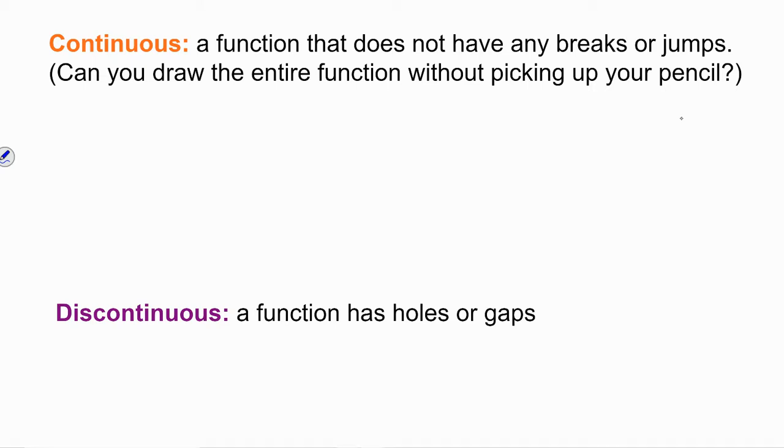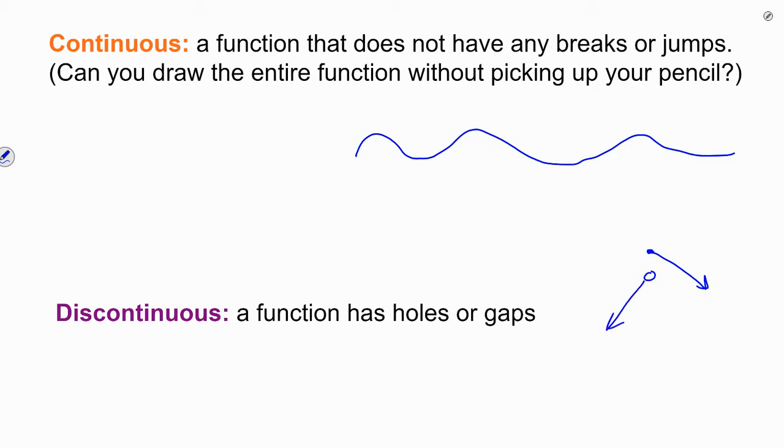So if I'm drawing a basic curve or a sine curve, something like that, and I see that there are no jumps, I could do this whole thing without picking up my pencil. That is a continuous function. Now, discontinuous is the opposite. It means it has breaks or jumps. So like in the last graph, we had a solid dot with an arrow, we had an open dot with an arrow, and I could clearly see a jump. I can't draw this picture without picking up my pencil. So this would be something called discontinuous, meaning it has a hole or a jump.